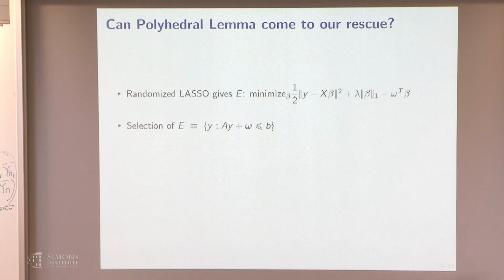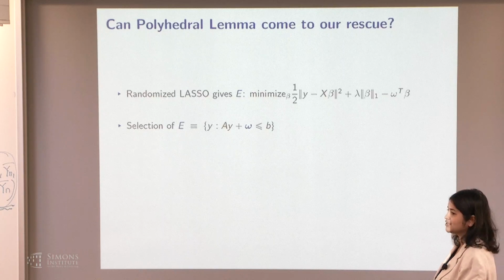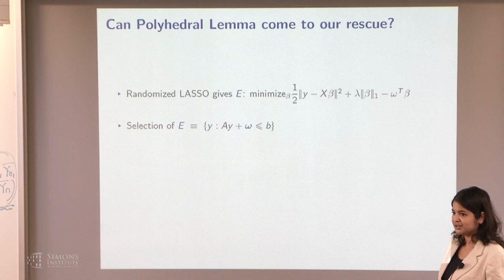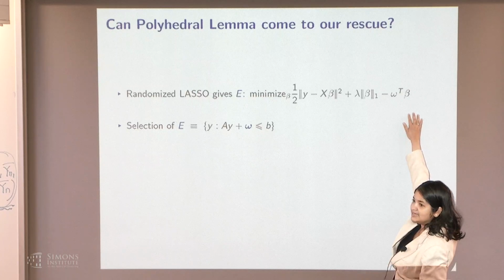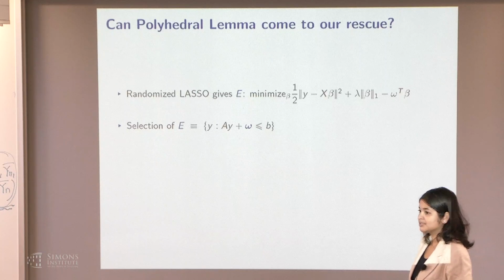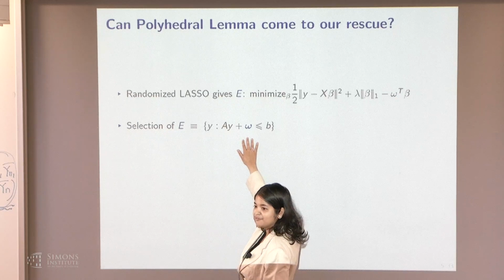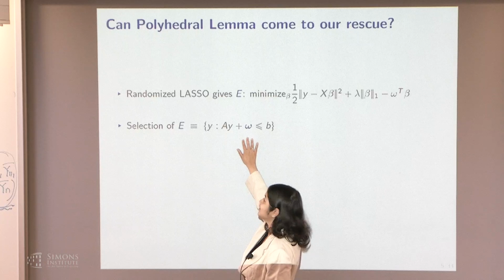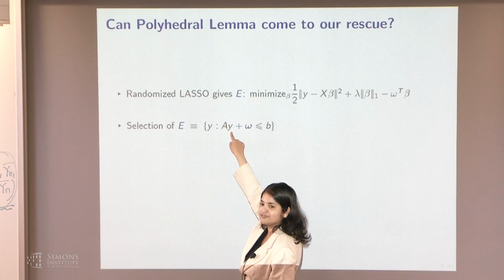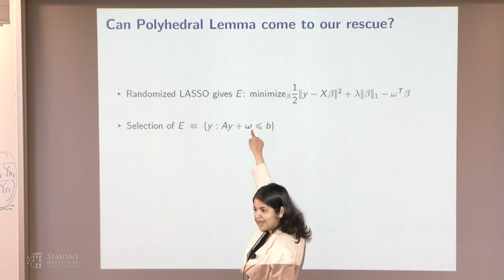So let's look at the randomized lasso objective. It's very similar to the canonical lasso objective, except that now it has this linear term in the parameter. So the selection by lasso is equivalent to, again, a set of polyhedral constraints, except that now selection is described in terms of both your response and randomization noise omega.